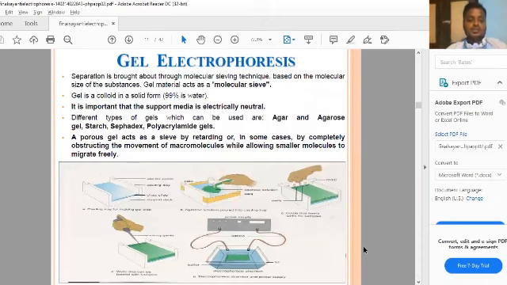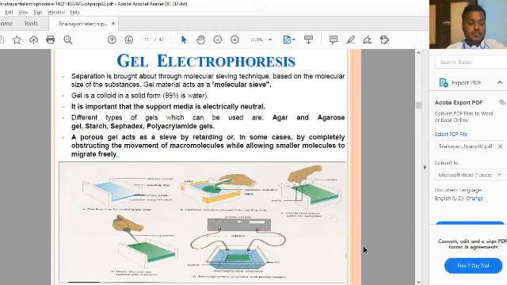Moving on to gel electrophoresis. Gel electrophoresis separation is brought about through a molecular sieving technique based on molecule size in the gel. The gel material acts as a molecular sieve. The gel is a solid form that is 99% water, and it is an important support media that is electrically neutral.